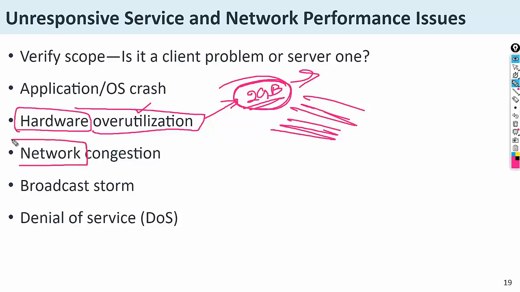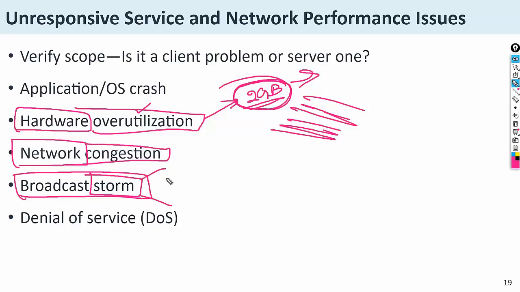On the network, there is a possibility of the network having lots of traffic, so no service is available. If broadcast happens again and again, it is called a broadcast storm. We have discussed this already. So if broadcasting happens again and again and multiple broadcasts are present, there is a possibility of a network performance issue.